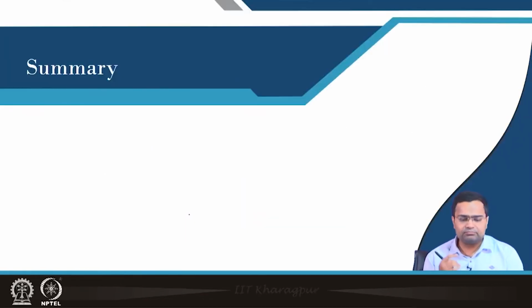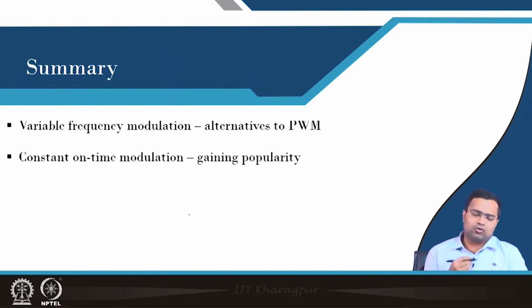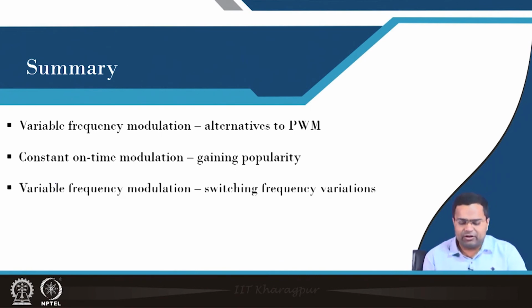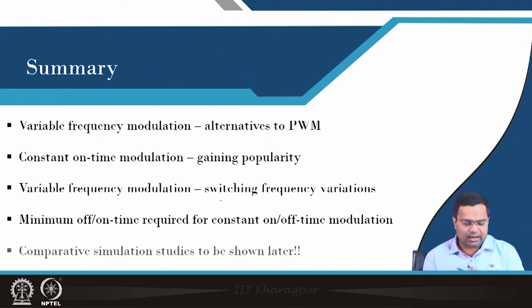So, with this summary, variable frequency modulation we have discussed is an alternative to PWM. Constant on time modulation is gaining more and more popularity. One of the problems with variable frequency modulation is the switching frequency variation, and a minimum on time and off time is required whether you take constant on time or constant off time modulation. Comparative simulation studies will be shown later.